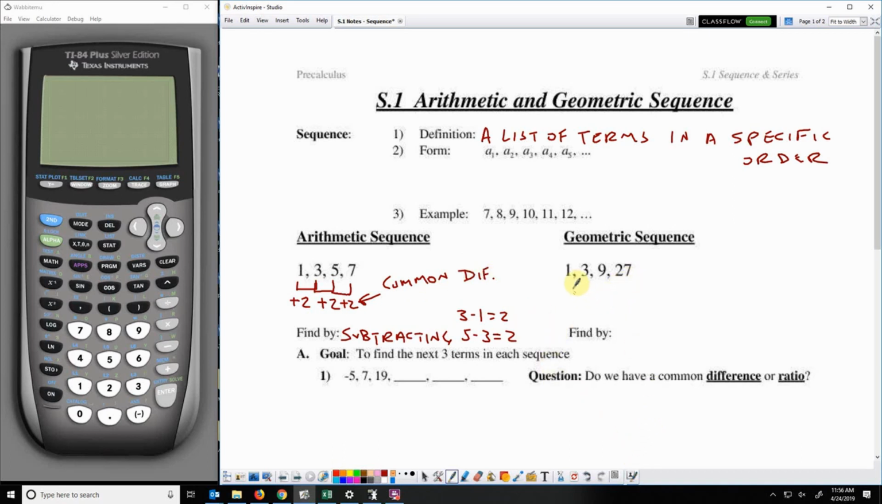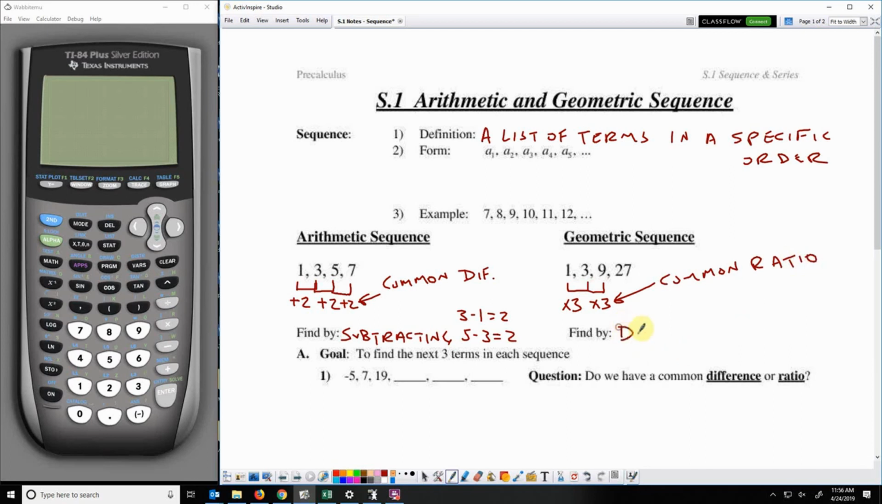In a geometric sequence, to get from here to here, sure, we can add 2, but then to get from here to here, we're not adding 2 again. So we have to think of a different way to get from one to the next. 1 times 3 is 3, and 3 times 3 is 9, and 9 times 3 is 27. So this one, instead of being called a common difference, is called a common ratio.